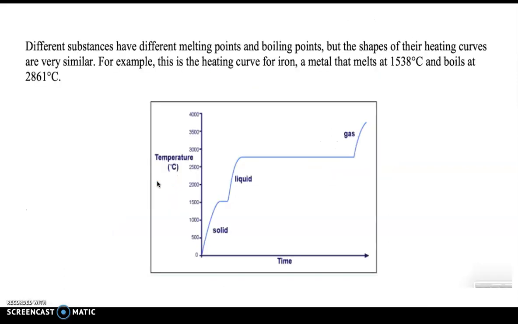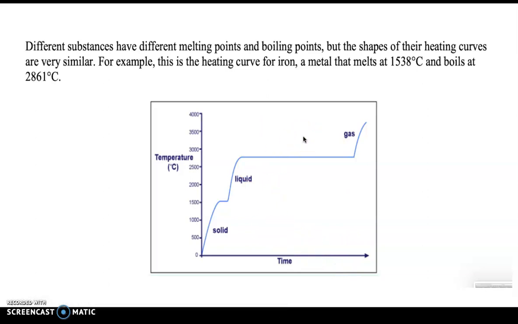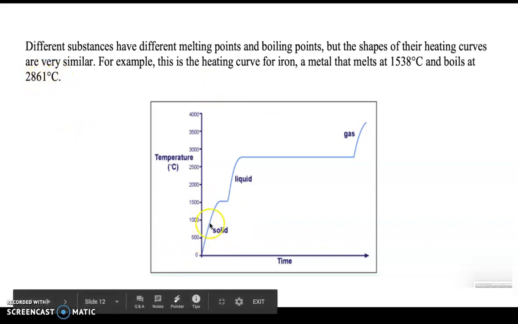And another key component to note is that different substances have different melting points and boiling points. We only looked at water, whose melting point is 0 degrees Celsius and boiling point is 100 degrees Celsius. But the shapes of their heating curves are very similar. So this heating curve here is for iron, a metal that melts at 1,538 degrees Celsius and boils at 2,861 degrees Celsius. So it's the same exact format for the heating curve.